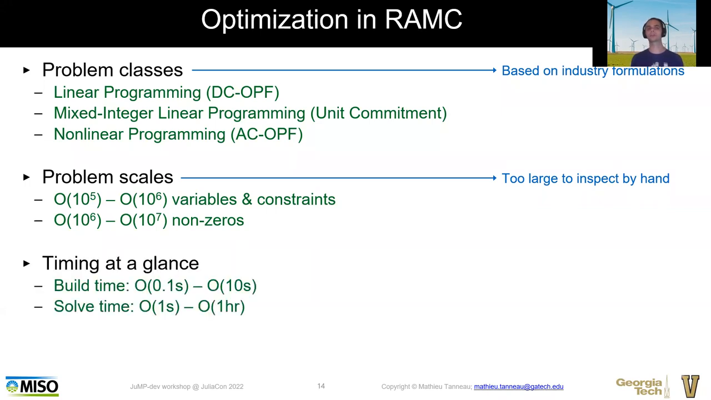And finally, if we look at timings, it typically takes us a fraction of a second to a few dozen seconds to build those optimization problems, and then anywhere between a fraction of a second to about an hour to solve them. Really, the important thing here is that the time it takes to build a problem is relatively small in comparison to the time it takes to solve the problem. And that's going to come up afterwards when we talk about performance.